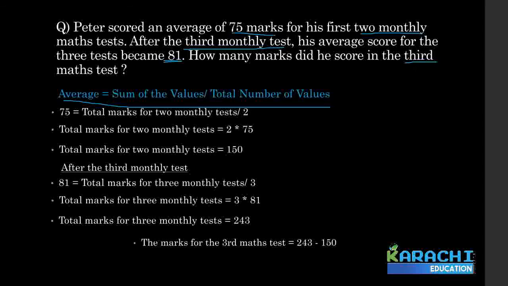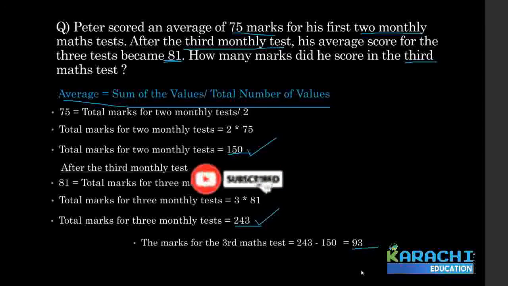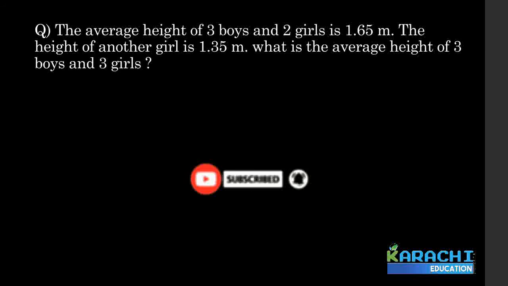And the marks for the third maths test is going to be 243 minus 150. 243 is the total marks for 3 tests, and 150 is the total marks for 2 tests. And if we deduct 150 from 243, then we will get 93 marks. 93 marks that he got in his third maths test. Good. Now the next question.